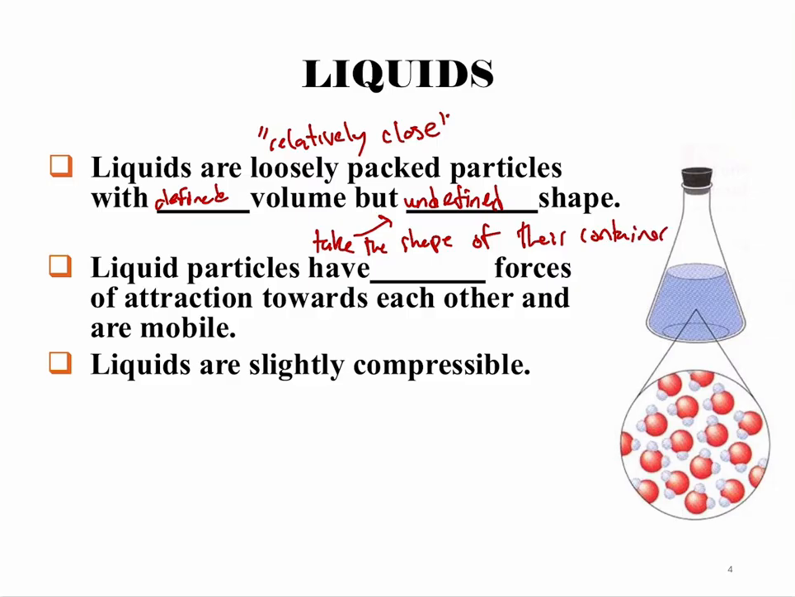And so liquid particles generally still have relatively strong forces of attraction, but they're not quite as strong as solids, right? Because they're still close to each other, but they can move past each other, right? So we'd say they have moderate forces of attraction. Really, these are adjectives we use to describe them. Really, it depends on what you're comparing it to, right?